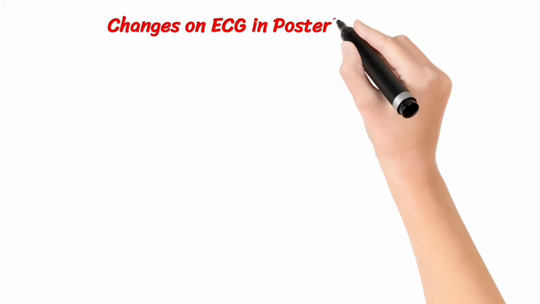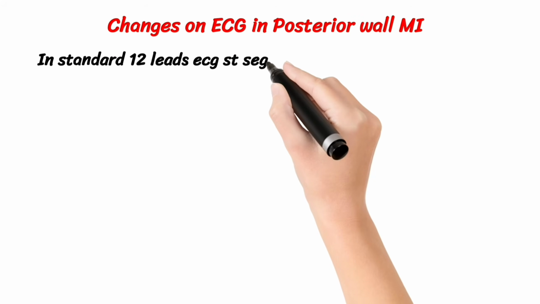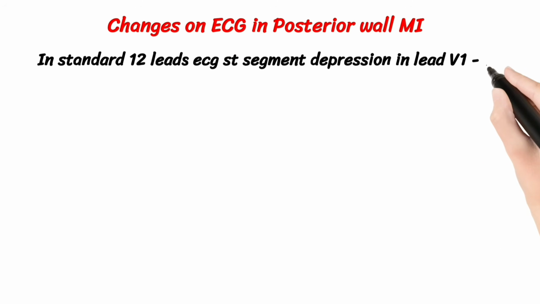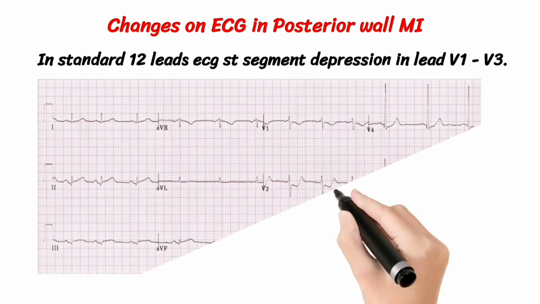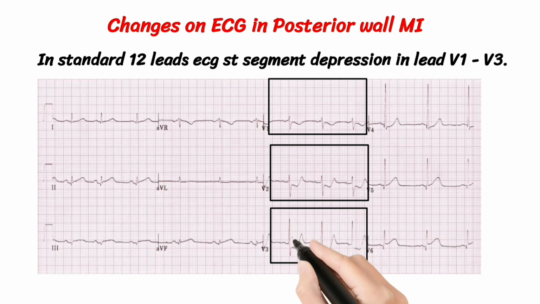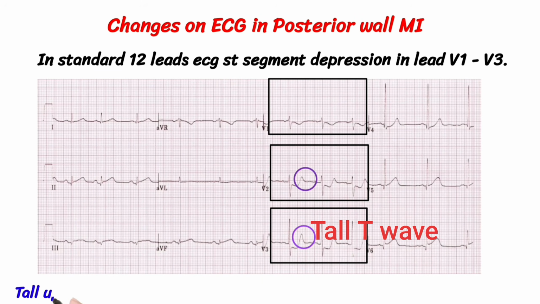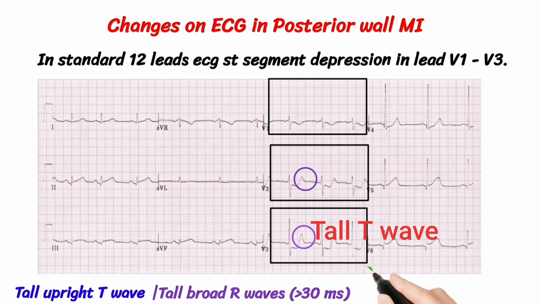Changes on ECG in posterior wall myocardial infarction. In standard 12 lead ECG, ST segment depression in leads V1 to V3. At the highlighted area, you see ST depression in leads V1 to V3. Tall upright T wave, tall broad R waves, R wave greater than 30, dominant R wave ratio less than 1, greater than 1 in lead V2.